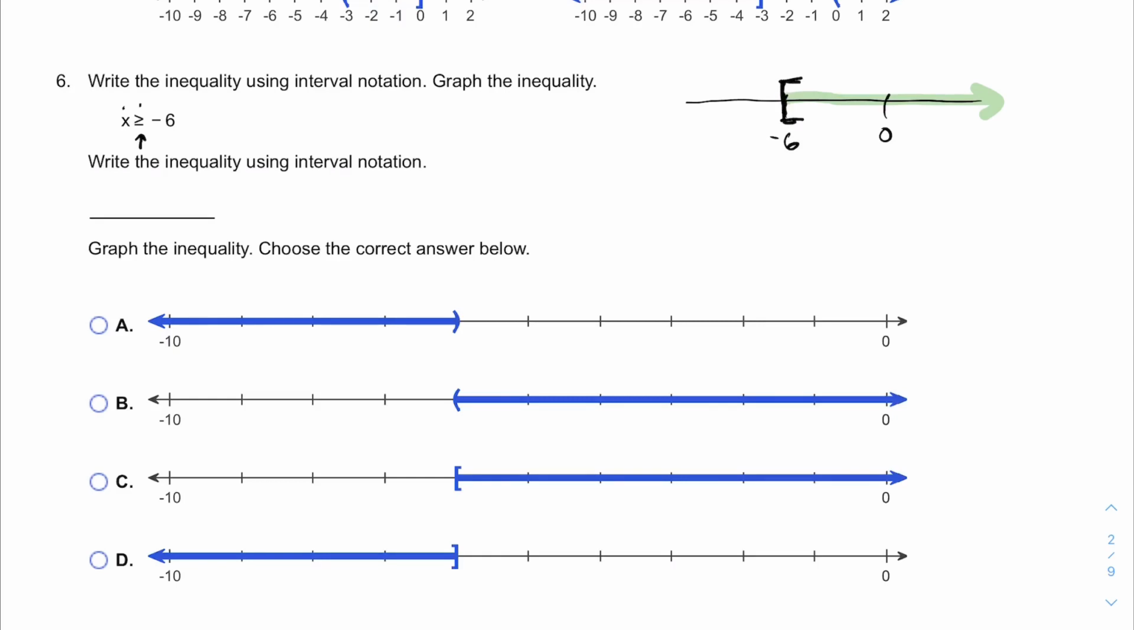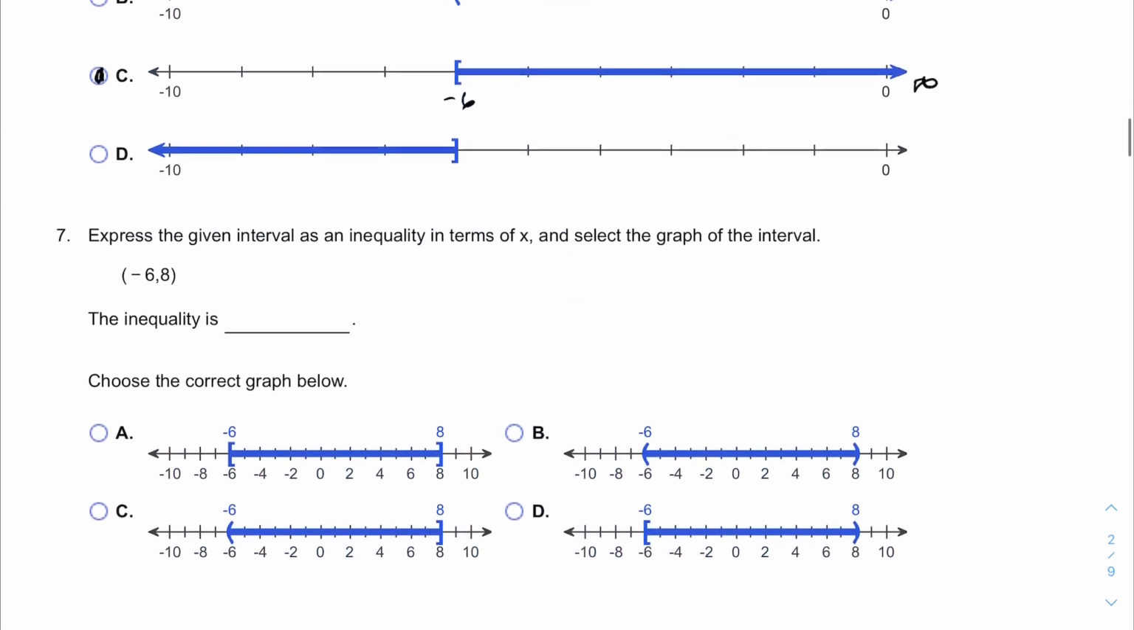So there's our answer. Of course, interval notation is going to be easy once you see this picture. It goes from negative 6 closed up to positive infinity open. That's positive infinity out there. So there it is. Negative 6 closed up to infinity open. And what matches with this? It's looking like C. C is closed at negative 6 and goes forever to positive infinity to the right.